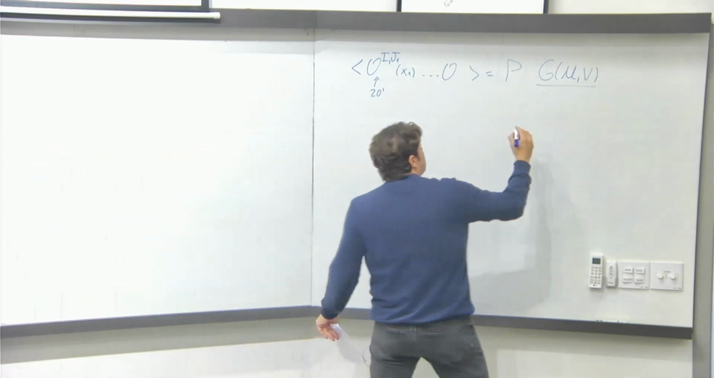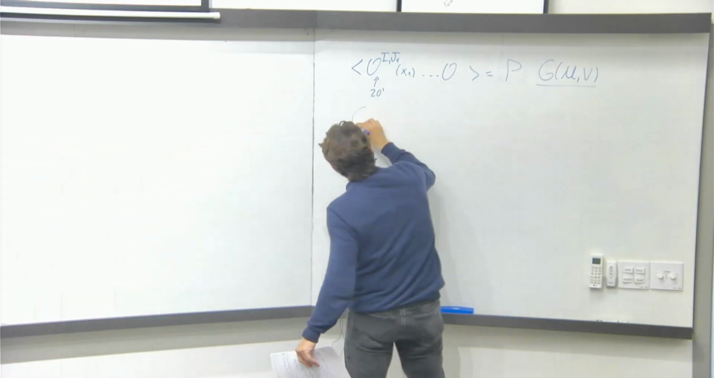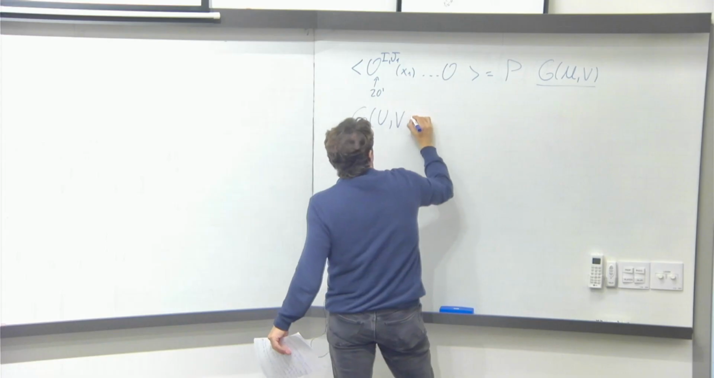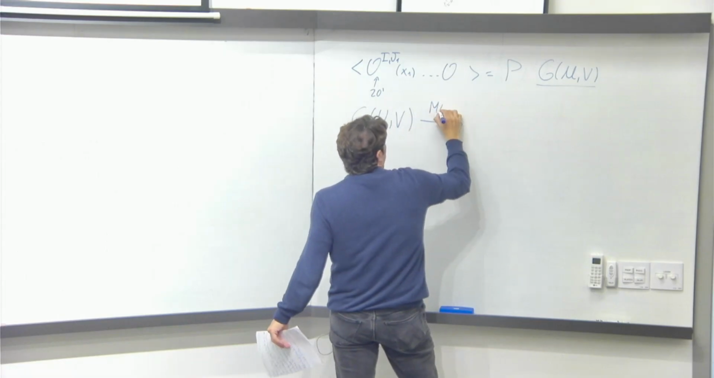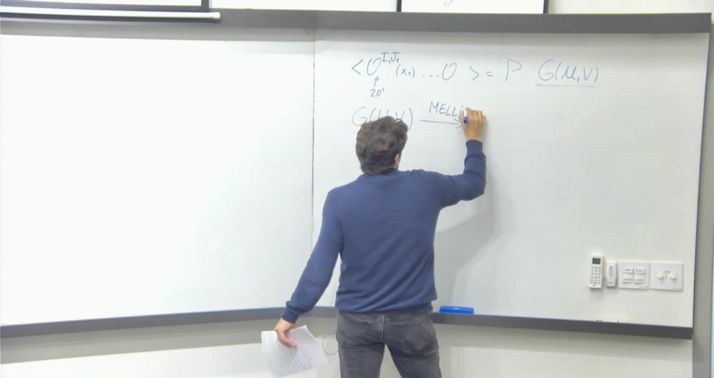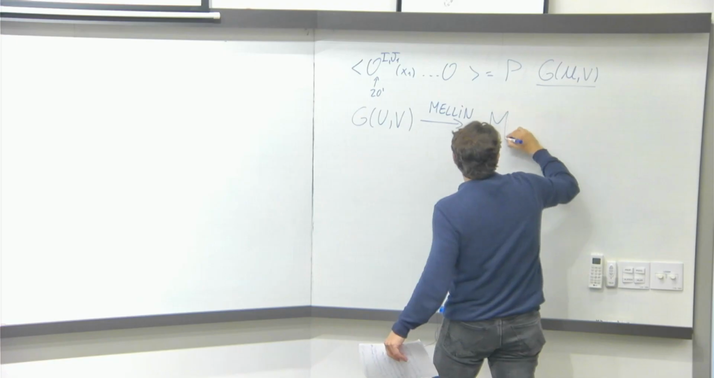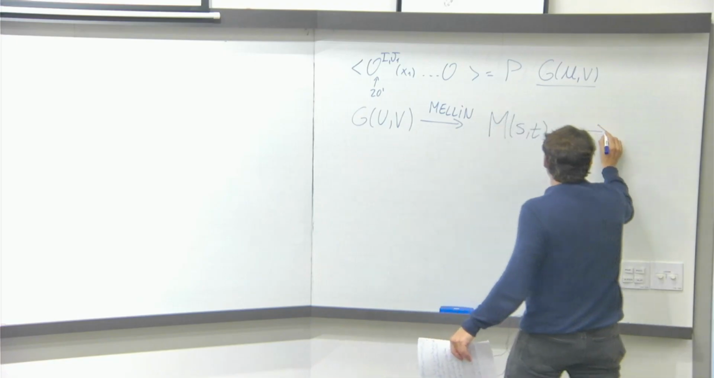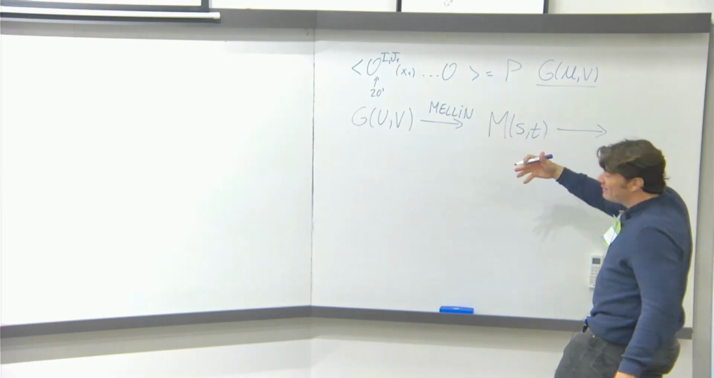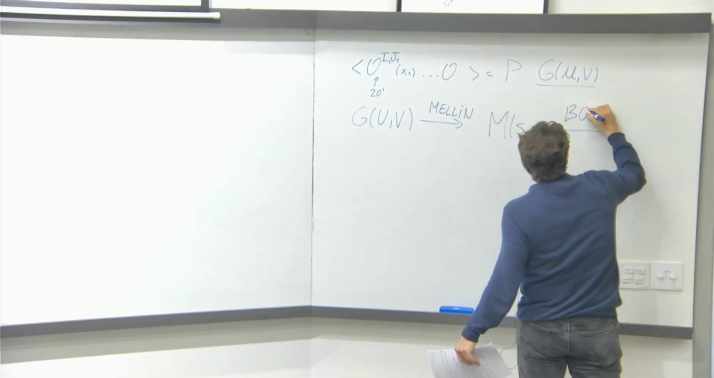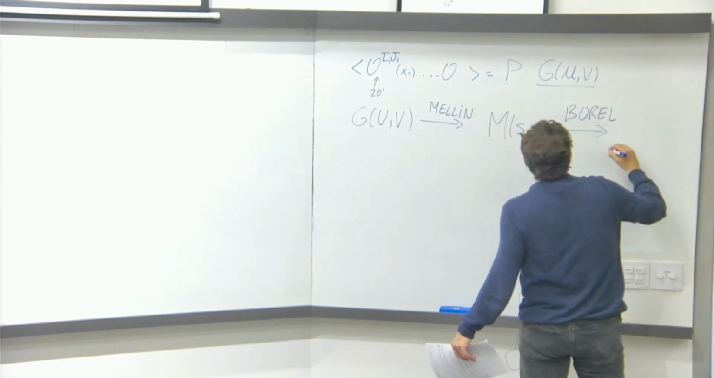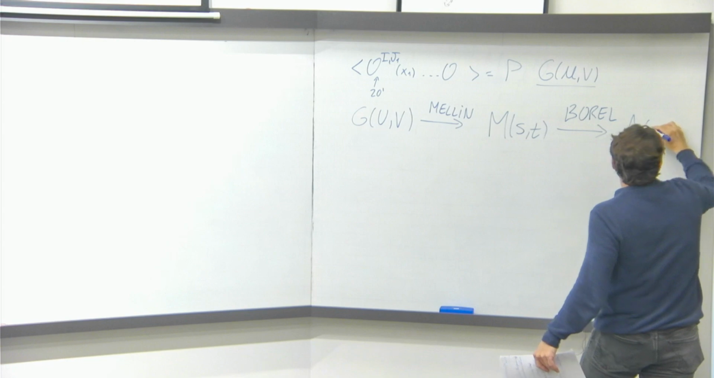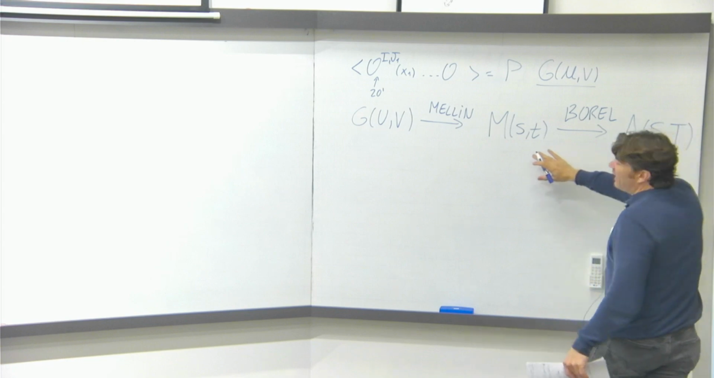So first from G(U,V), you do the Mellin transform, which gives you what people usually call M(S,T). And then there is another transform, which is a bit technical, but is simply the usual Borel transform. And this defines what I am calling A(S,T).